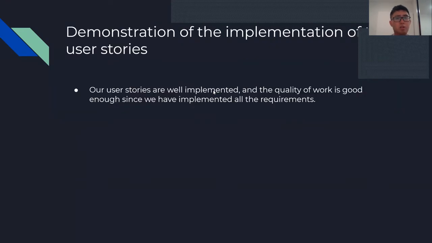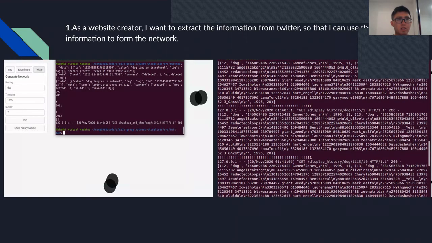The quality of work is good enough since we have implemented all the requirements. Next, I'm going to demonstrate the implementation of work required by the clients associated with the user story. Here is our backend. The information is extracted and stored which satisfy the first user story.